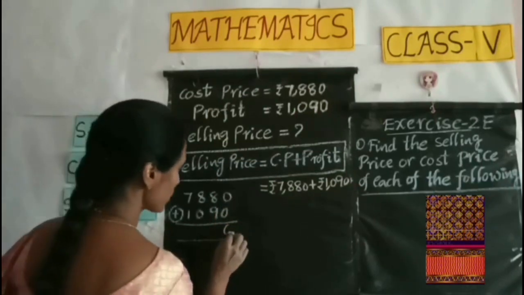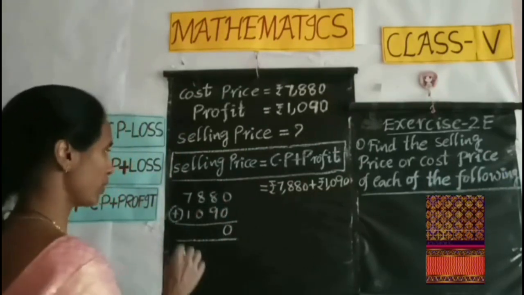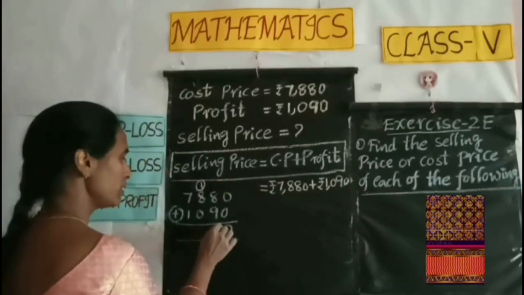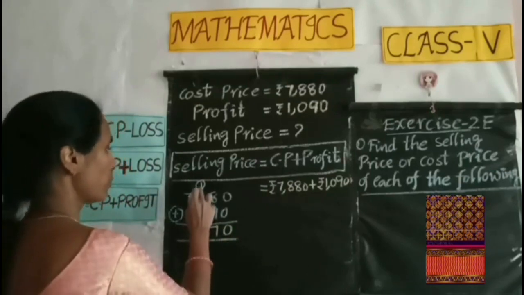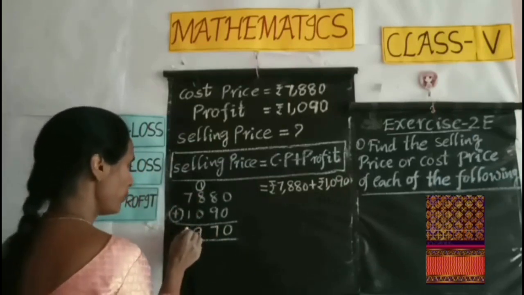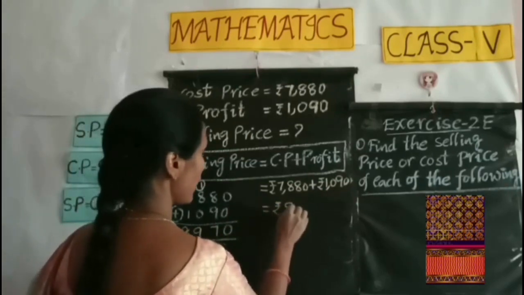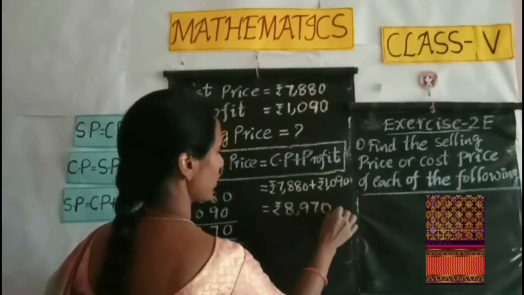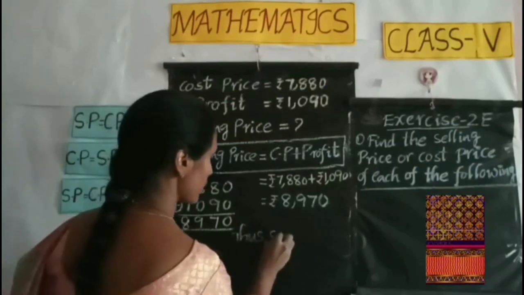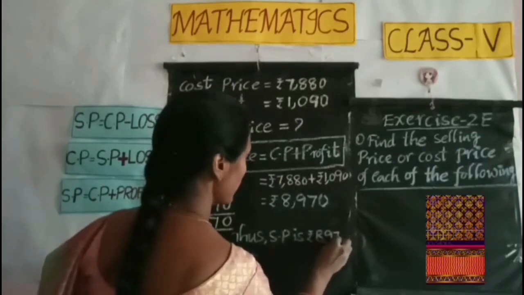So start addition from ones place. 0 plus 0, 0. 8 plus 9, 17. So addition with regrouping. Regroup 1 to hundreds place and write 7 under tens place. Okay, children. So 1 plus 8, 9. 9 plus 0, 9. 7 plus 1, 8. So what is the selling price of the saree? 8,970 rupees. Thus, SP is 8,970 rupees.